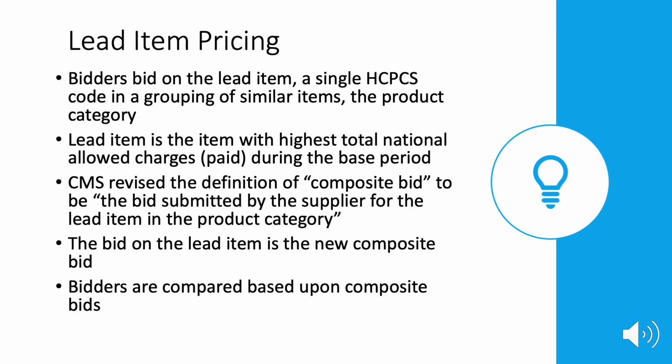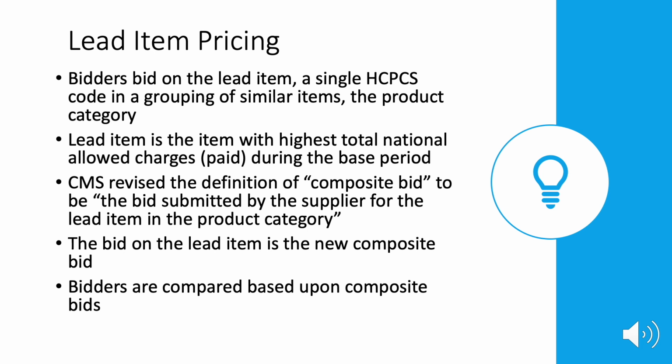As we talked about under lead item pricing, bidders will bid only on the lead item, which is a single HCPCS code within a single product category in a competitive bid area, or CBA. Lead item pricing has a number of other implications, and CMS had to make some other changes, definitional and otherwise. So the lead item will be the item with the highest total national allowed charges during the base period. What does that mean? That means that lead item is essentially the item that the Medicare program paid the most for during that base period. In most categories, it's fairly obvious exactly which item that's going to be. For example, in the oxygen category, E1390, the concentrator, will be the lead item for that category.